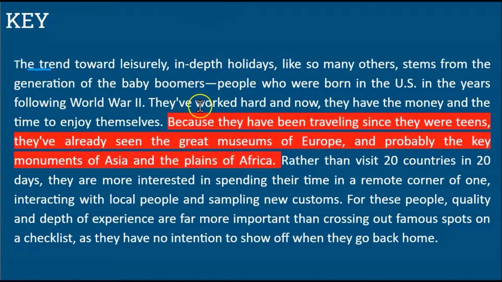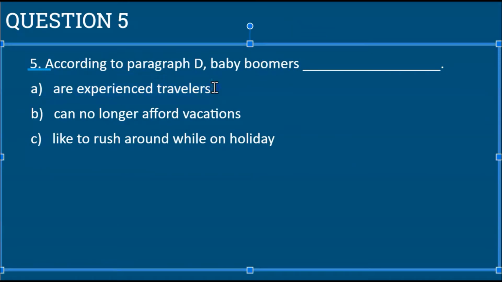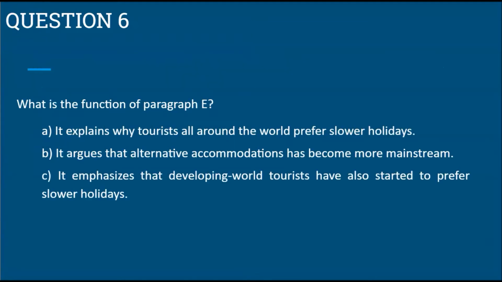In the 4th line of the paragraph, we are told that baby boomers have been traveling since they were teens. They've already seen the great museums of Europe and probably the key monuments of Asia and the plains of Africa. So from these sentences alone, we can easily understand that baby boomers are experienced travelers. So the correct choice is A.